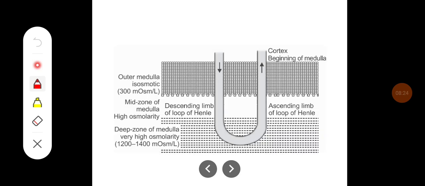So this is how the medullary concentration gradient is maintained. At the outer medulla, I mean the interstitial tonicity is around 300 milliosmoles per liter, and at the depth of the loop of Henle, it reaches almost 1200 to 1400 milliosmoles per liter.